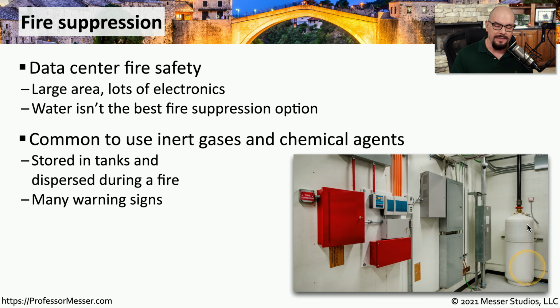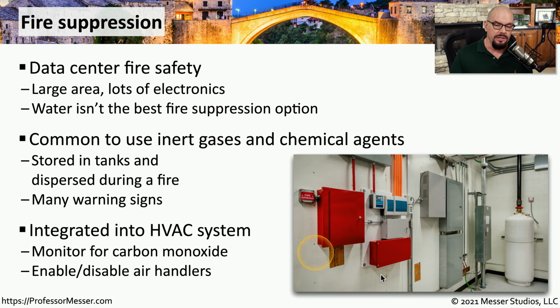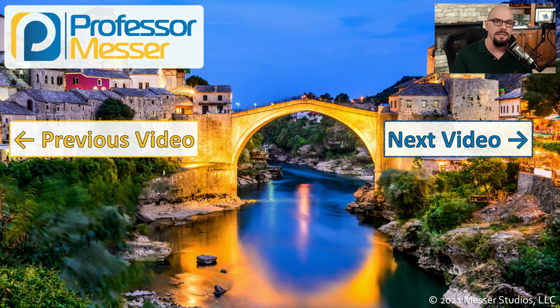This is usually kept in a tank in the equipment room, and it disperses the chemical through nozzles in the data center. As we mentioned, this is usually integrated into the HVAC, so we can disable any air handlers if this happens to recognize carbon monoxide or the potential of a fire.